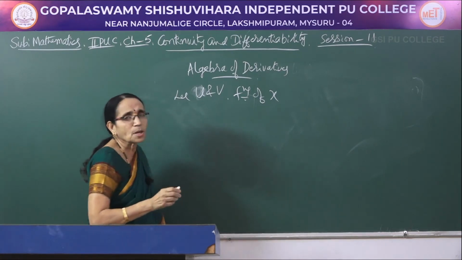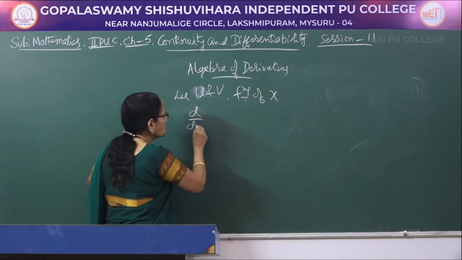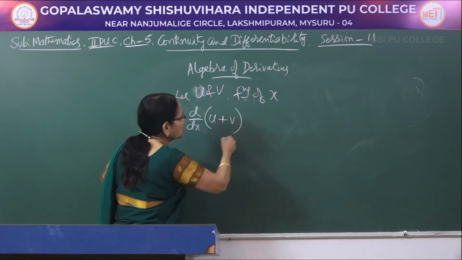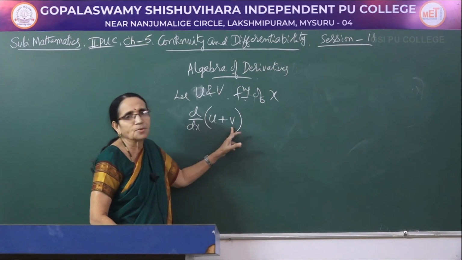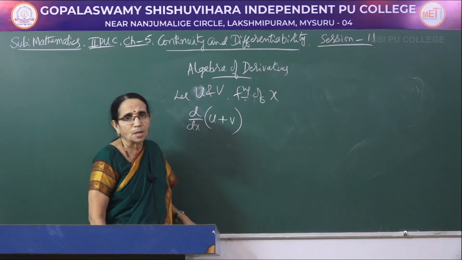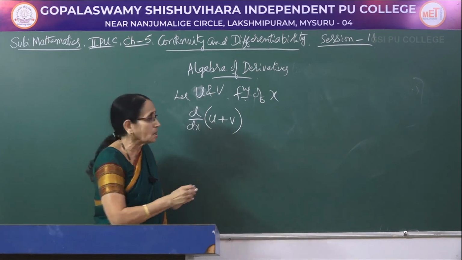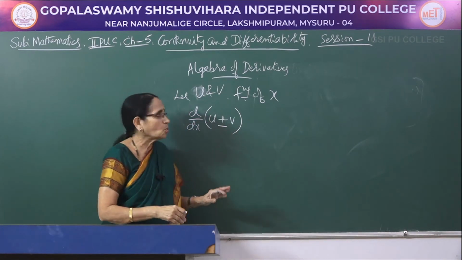Then we want to calculate the derivative of the sum of them. That is, what would be d by dx of u plus v. Suppose u is x power 2, v is sin x. So, x square plus sin x, how do you find the derivative? That is, when the function is expressed as the sum of them, how do you find the derivative? Or it may be with the difference. I am considering both of them together.